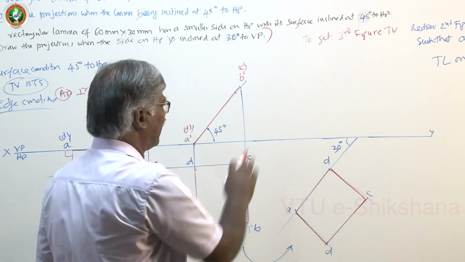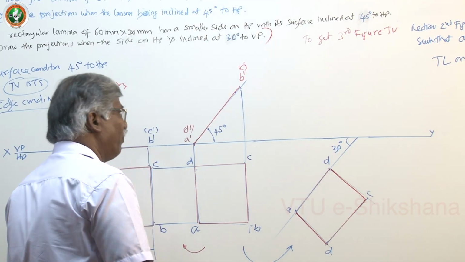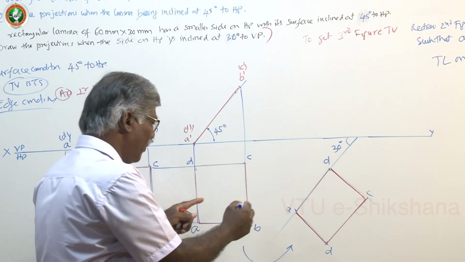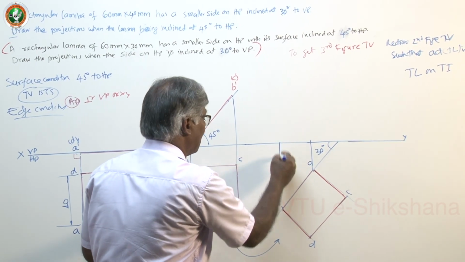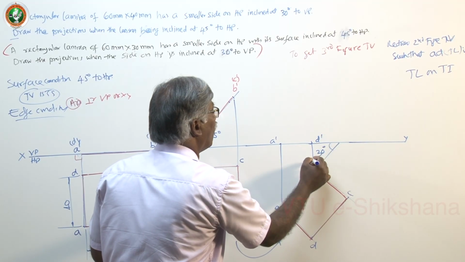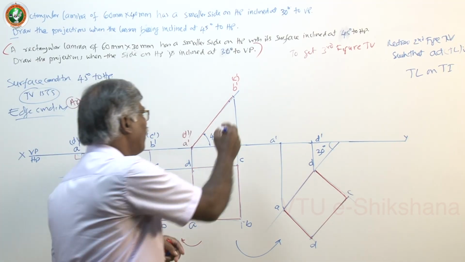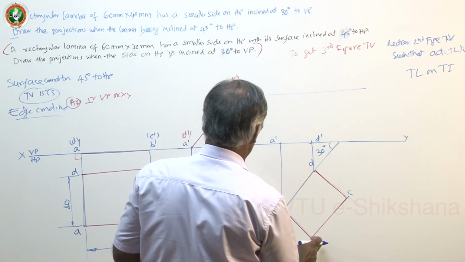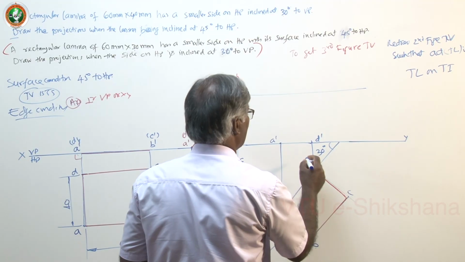Now, how to get the final front view? Many times I have seen people keep long lines up to beyond the figure. Not necessary. Here we know very well that AD is on HP, that is on the XY line. This is A dash, this is D dash. Mark only up to XY because it is on the XY line. You see the locus. Then project this and get here. This is AB, ABCD. This is B.